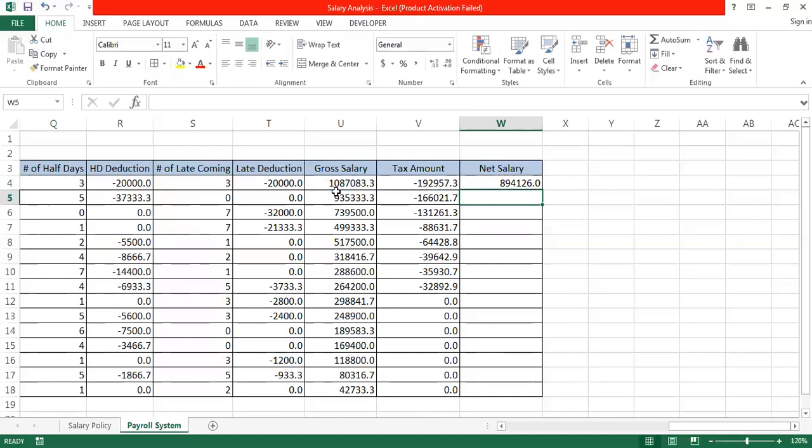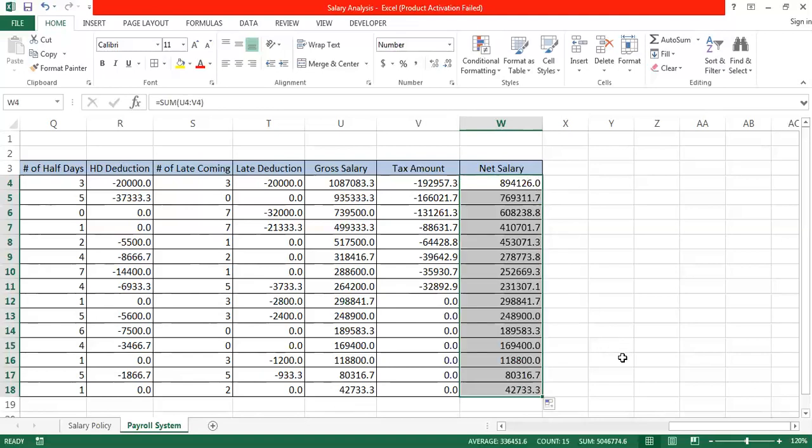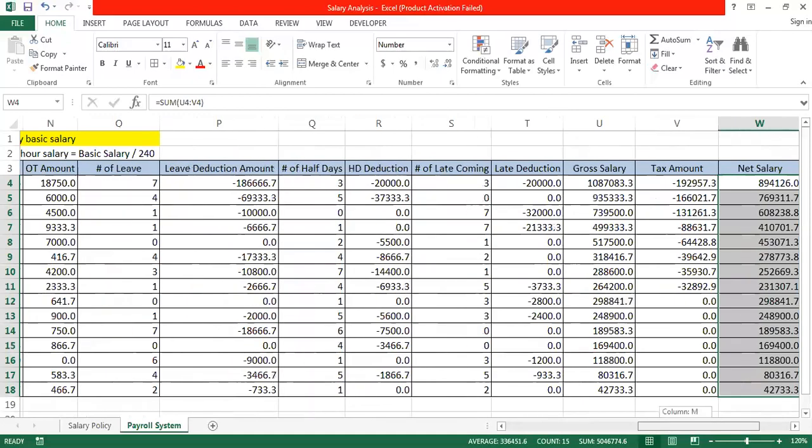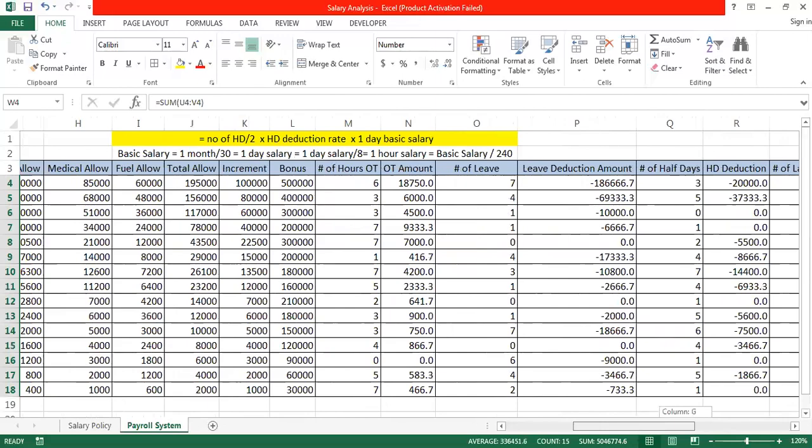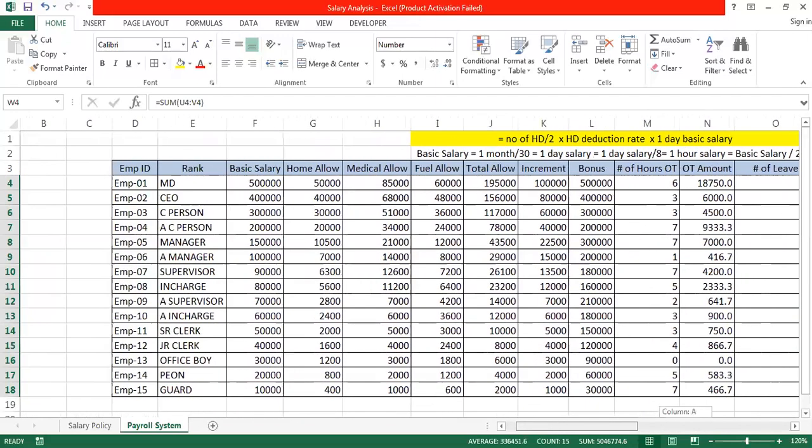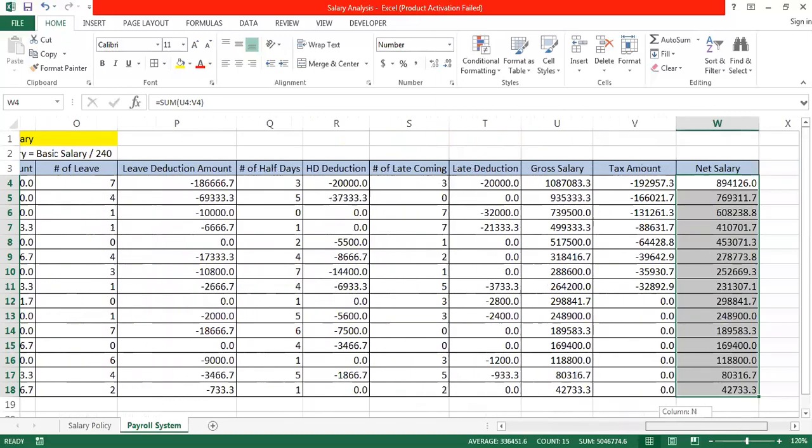You can see 10,87,083 was the gross salary, and after deducting 1,92,957 in taxes, the salary received is 8,94,126. So this was our entire salary analysis, salary calculations. That is, by using salary policies, we have designed our entire payroll system for all our employees.